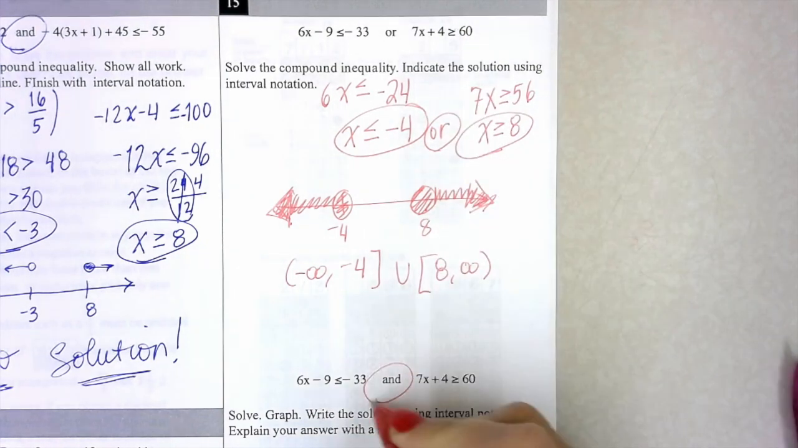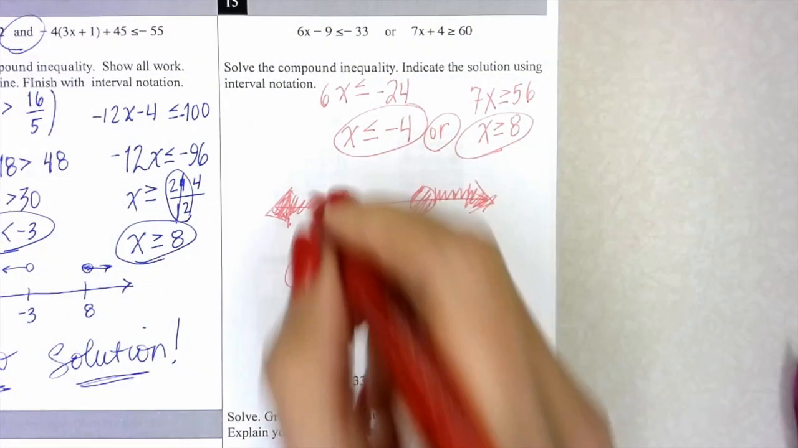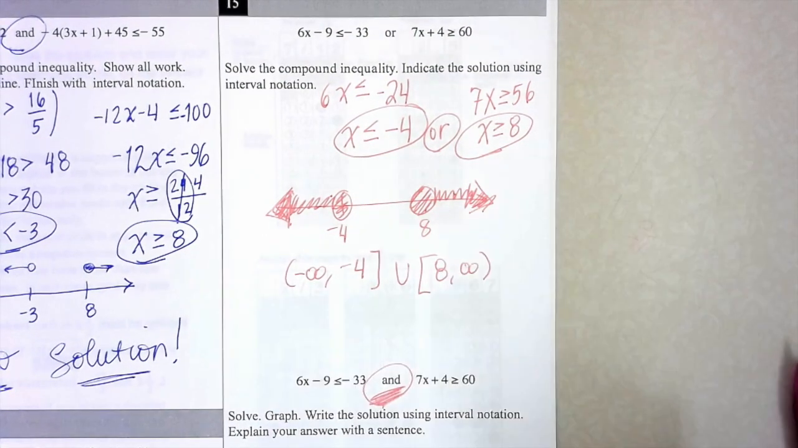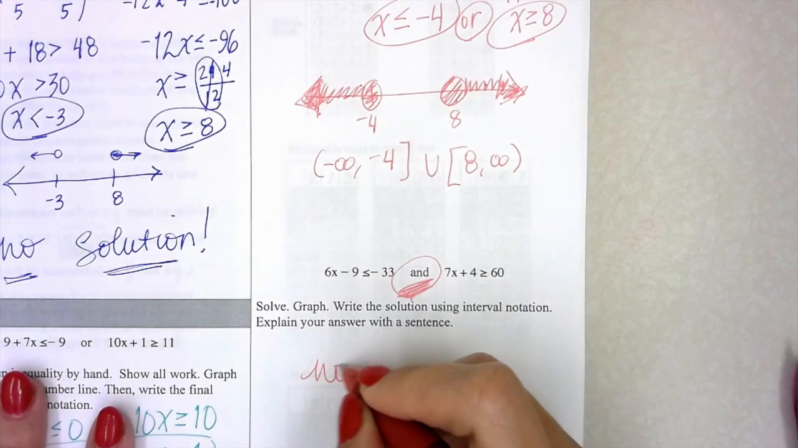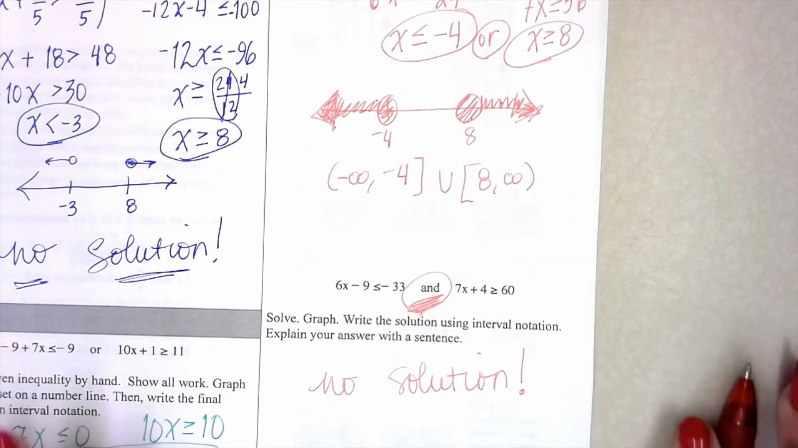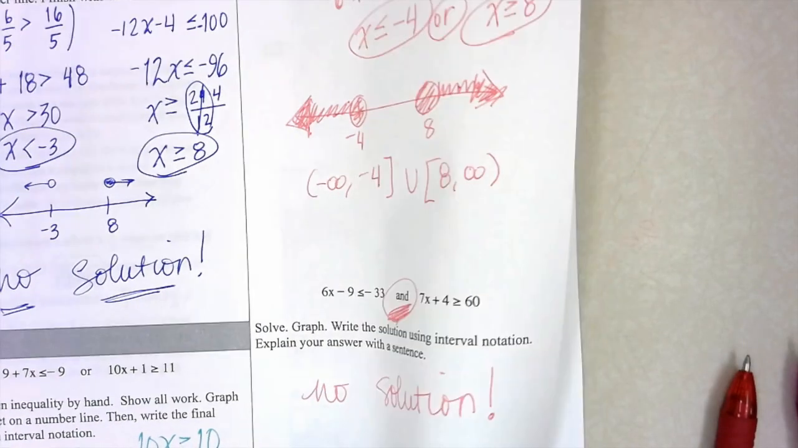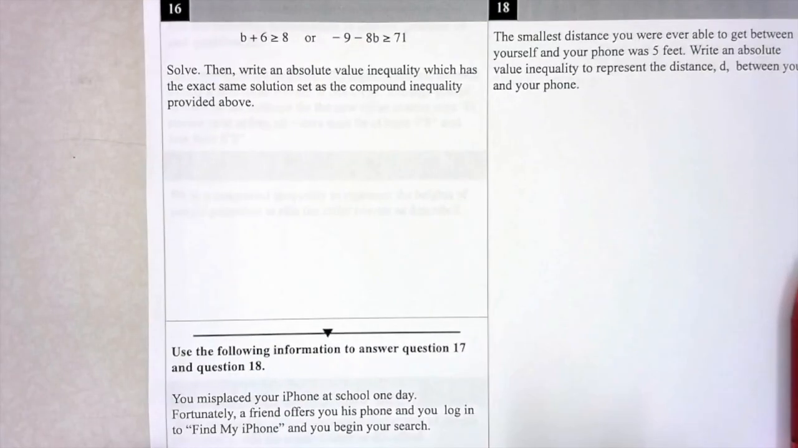Now, if you notice, this is the exact same example as up there, except the word in the middle is and. This and that. Pick a number that is less than or equal to negative 4 and greater than or equal to 8. Can you think of one? Me neither. So what do we write? No solution. Okay? Now, what else do we have here? Number 16. Hopefully you have the hang of this. Hopefully you can really do a bunch of these on your own.